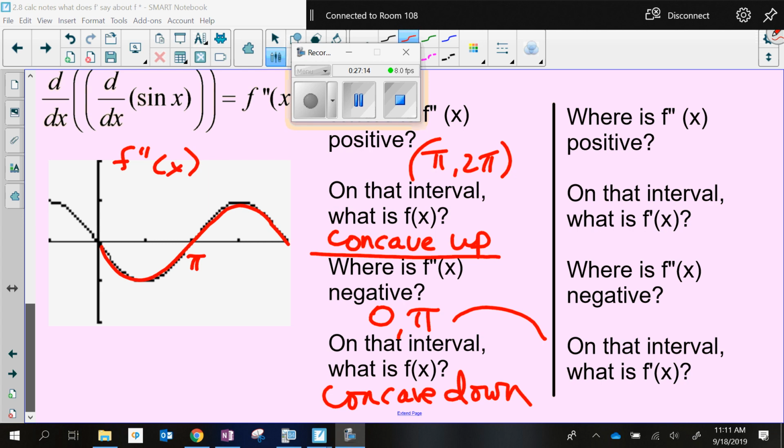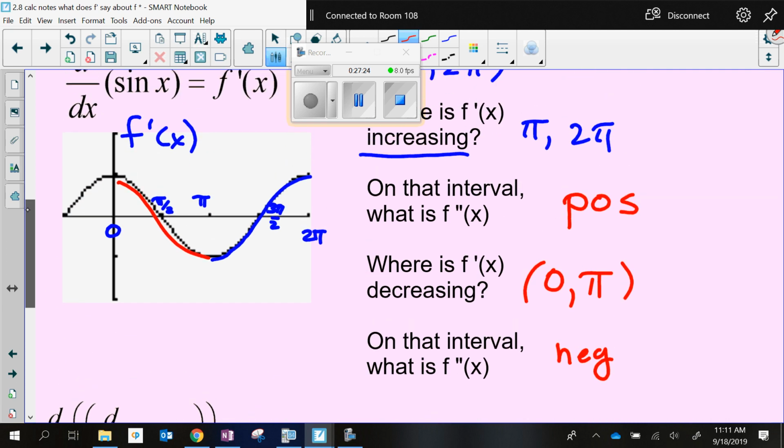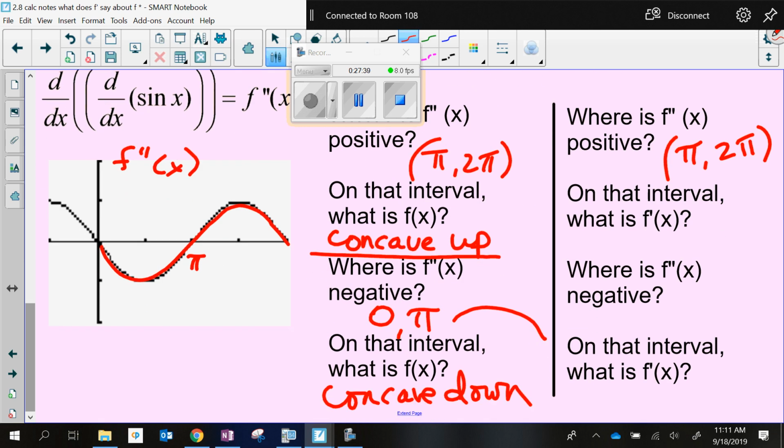Where is F double prime positive? We already said that. Okay, I think these are different. On that interval, what is F prime of X? Look at F prime of X on pi to 2 pi. What did we call it before? Increasing, that's right.